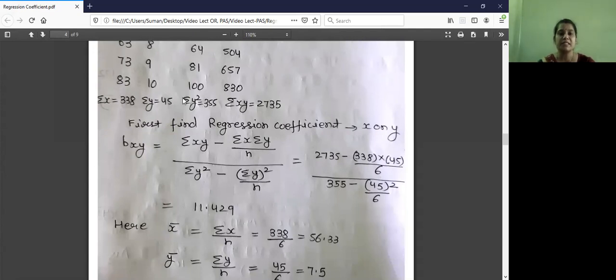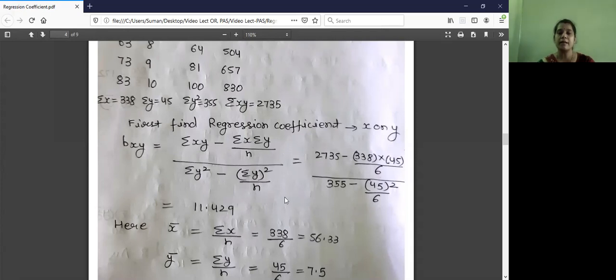Summation y square: if you have confusion, first you hide the summation, then check which value you need, and make your column accordingly. Got it? So summation y square is equal to 355 minus summation y. What is the value of summation y? Summation y is equal to 45. So here we write 45 whole square divided by 6, because in the formula we write small n, that means the number of terms.